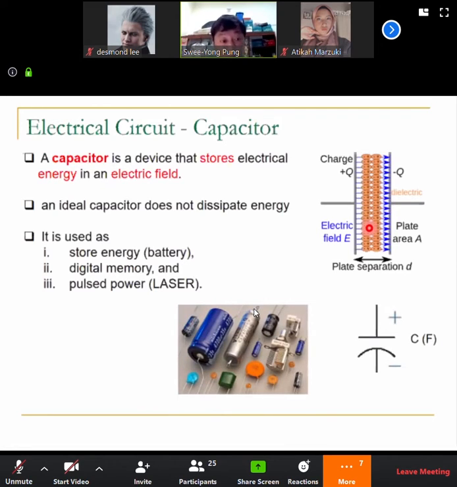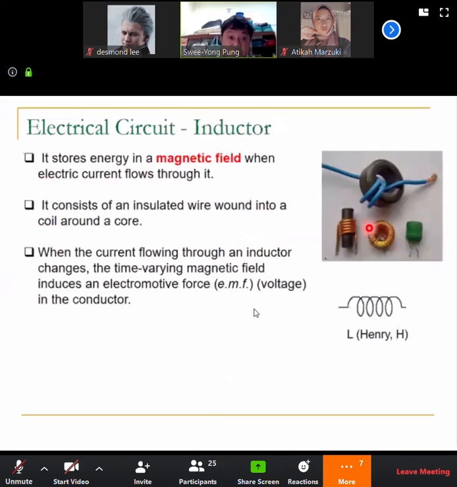Right. Another application is on pulse power. The one that we're very familiar with is laser. We can use capacitors to store charge and then discharge it in a very short period of time, and it's going to produce high intensity light. Right. So this is the general use of capacitors.